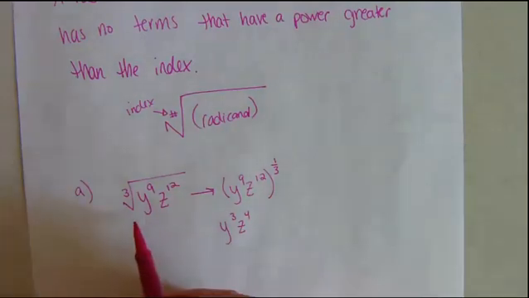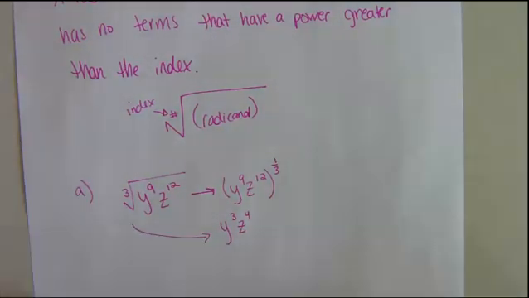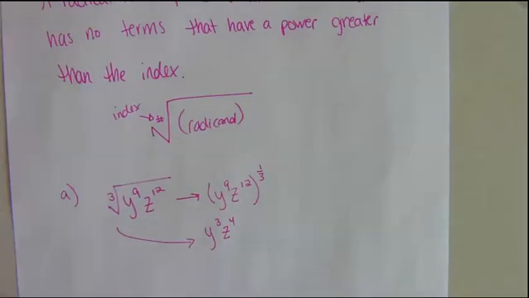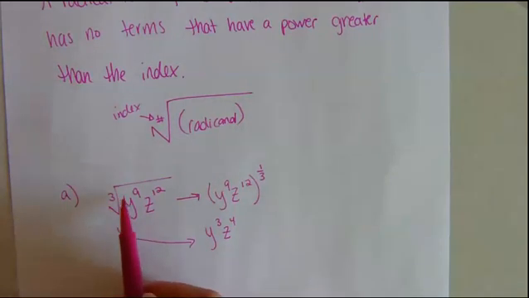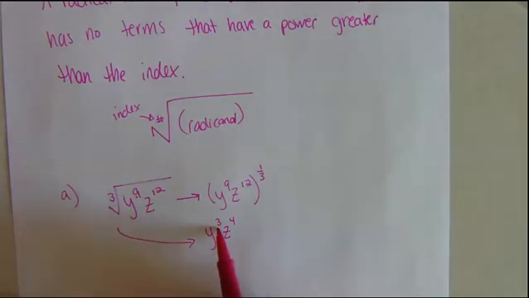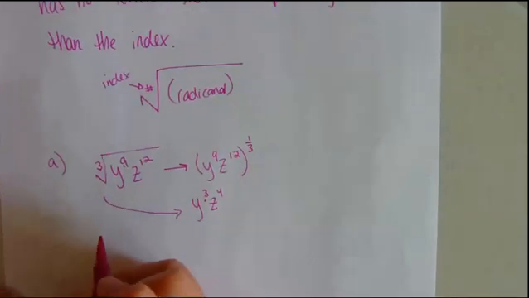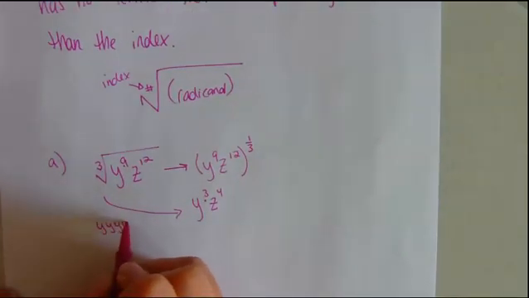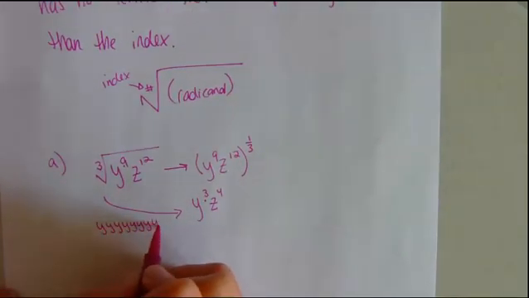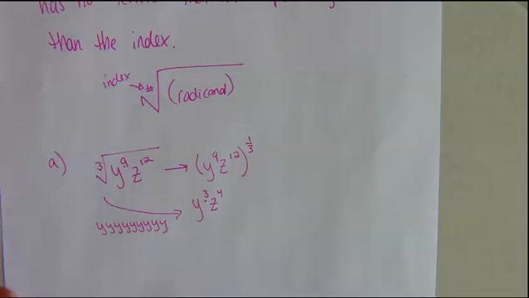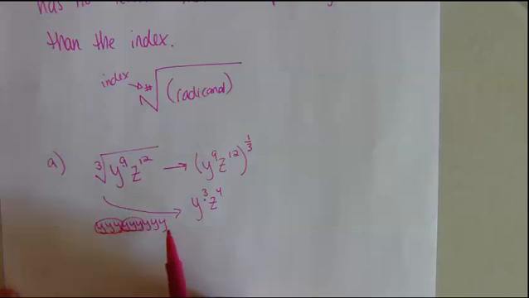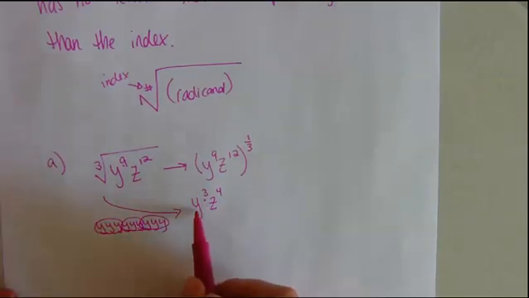So how can we go straight from the radical to this answer? Well, what you have to think about is 3 goes into 9 how many times? Well, 3 times. What's really happening is we have 1, 2, 3, 4, 5, 6, 7, 8, 9, we have 9 y's. Now, because it's a cube root, we're looking for groups of 3. So I have 1 group of 3, 2 groups of 3, 3 groups of 3. So that means 3 y's come out.